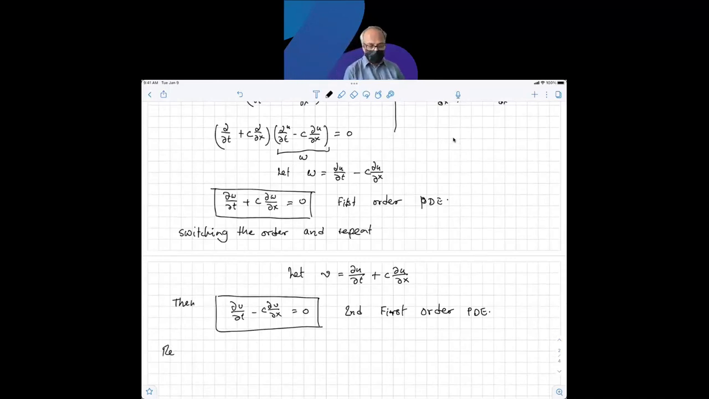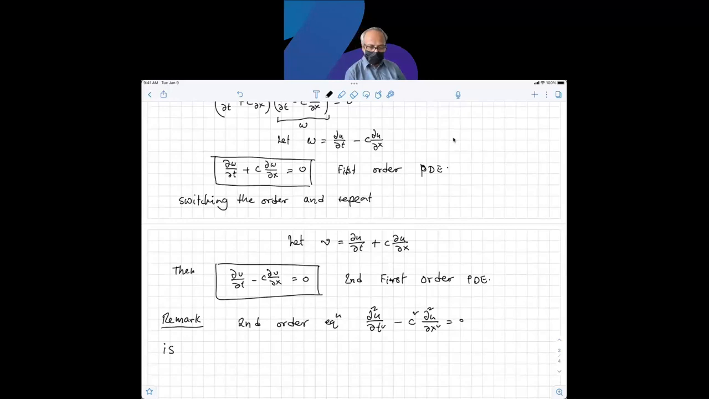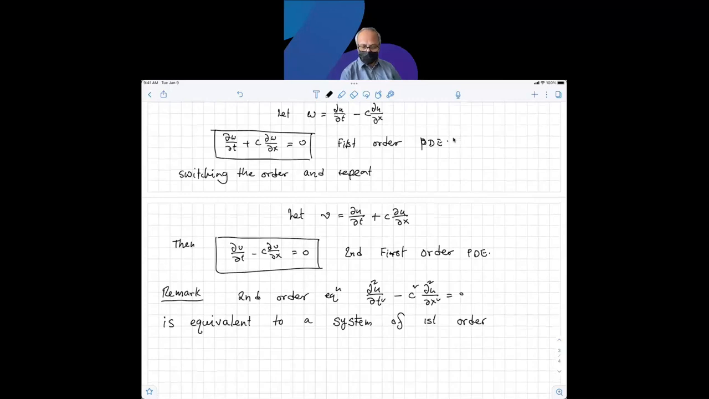So, final conclusion: the second order wave equation is equivalent to a system of first order PDE.